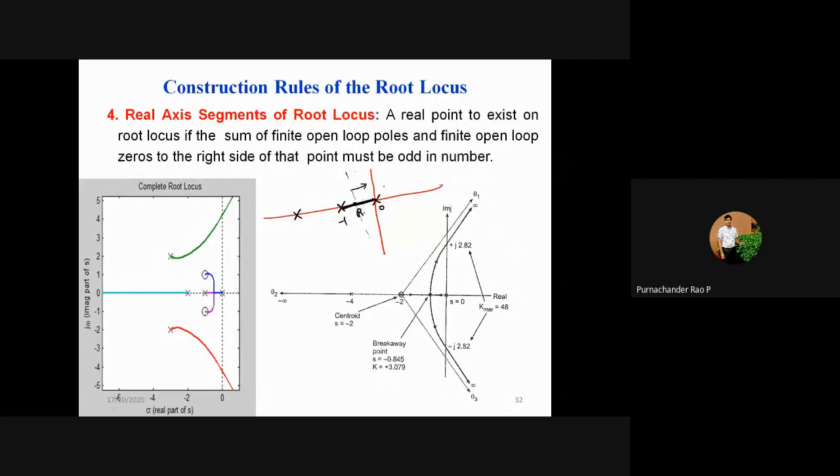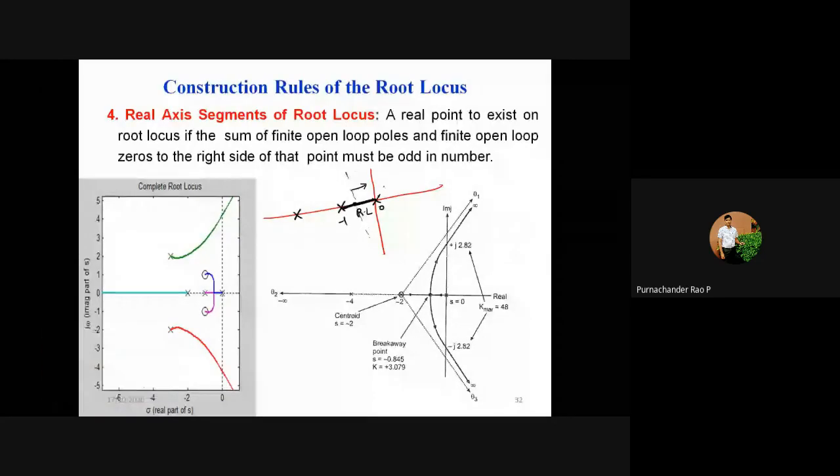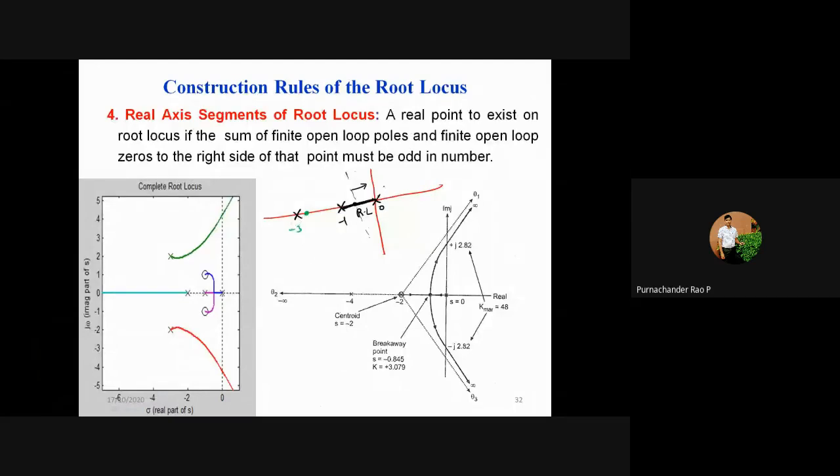Then take any test point between -1 and -3. Take the sum of poles to the right. This is an even number, so this is not a part of the root locus. This is not a root locus branch.